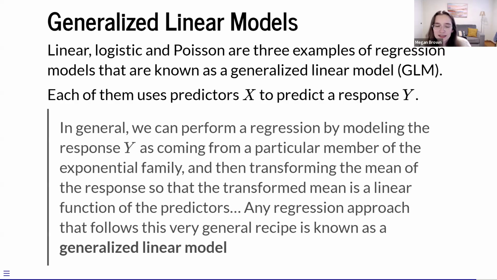And then basically the generalized linear models is everything we've talked about so far, the linear, logistic, and Poisson regressions. They are all known as generalized linear models. Each of them uses predictors to predict a response. Any models that follow this recipe are called a generalized linear model. That was the big reveal at the end of the generalized linear model section. Oh, and information on the Poisson distribution. That is the whole chapter.